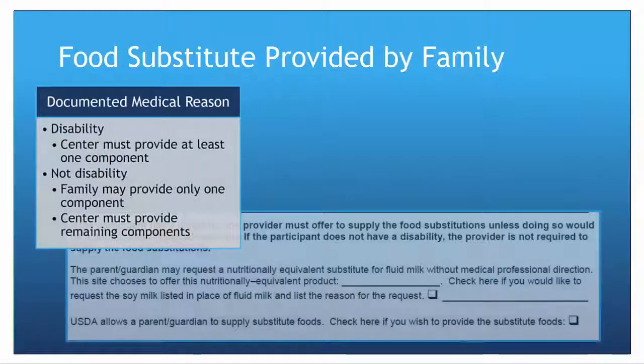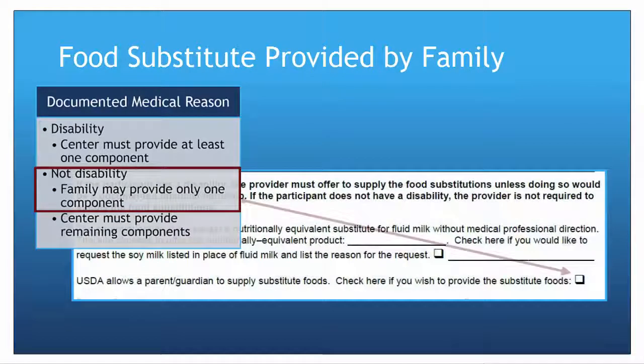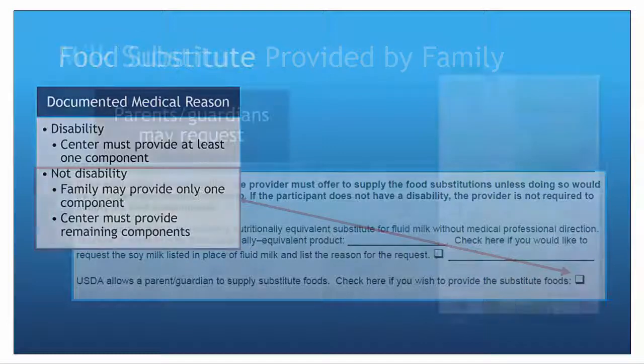Families may provide food substitutions for their family member for a documented medical reason. When the participant has a disability, the center must provide at least one component to claim the meal. When the participant has a medical need not considered to be a disability, the family may provide only one component, and the center must provide the remaining components to claim the meal.